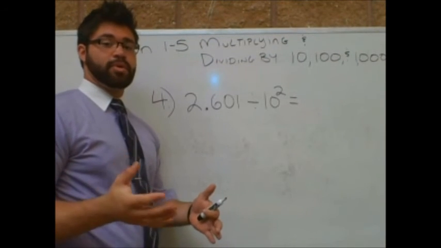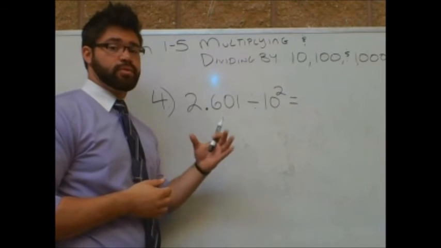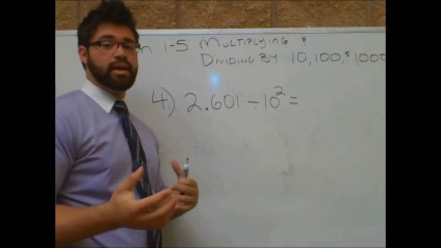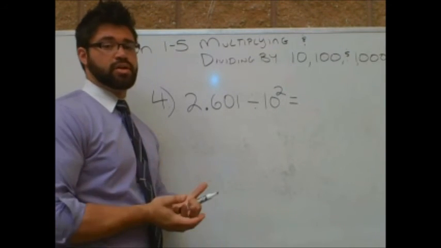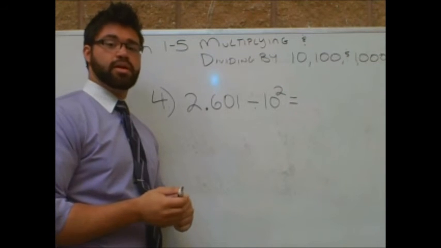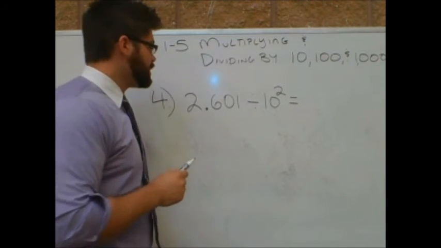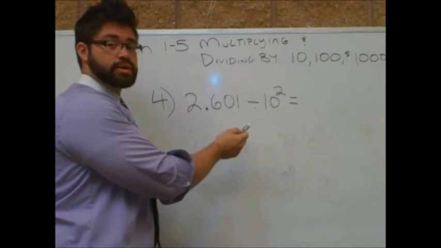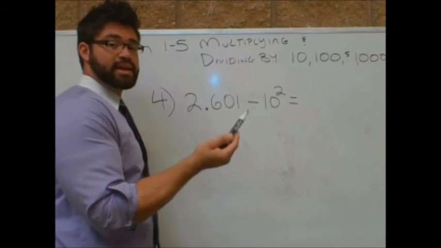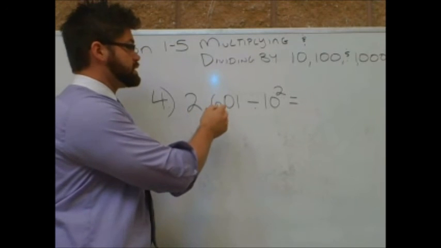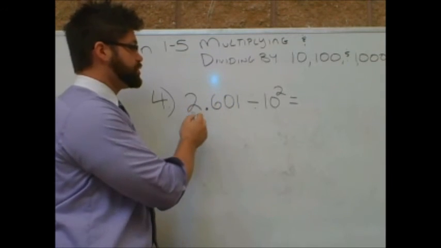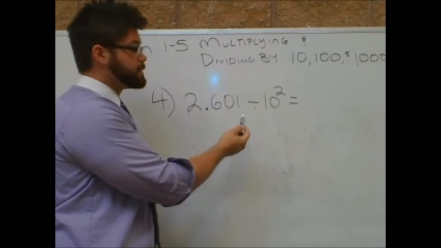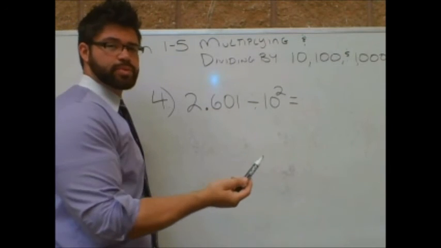Okay, so this last problem that we're going to work together kind of incorporates things from previous lessons, lessons from today. We're going to just chunk it all together and work through it. So, for number 4, we're looking at 2.601. If we're looking at how we say that with place values, we have 2 and 601 thousandths divided by 10 to the power of 2.